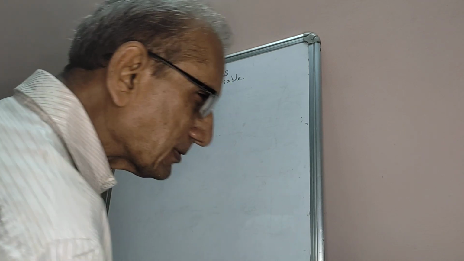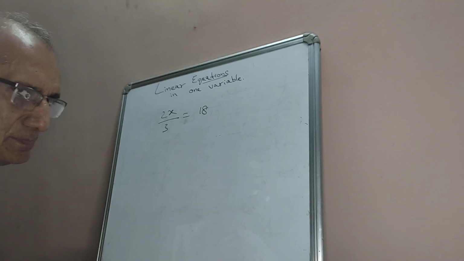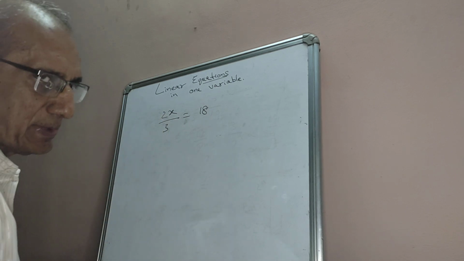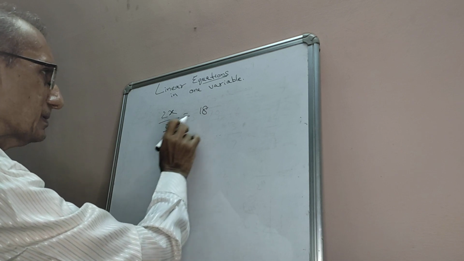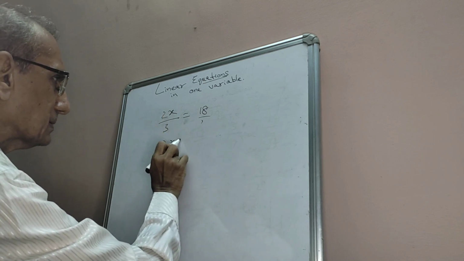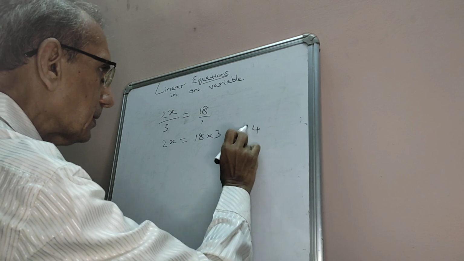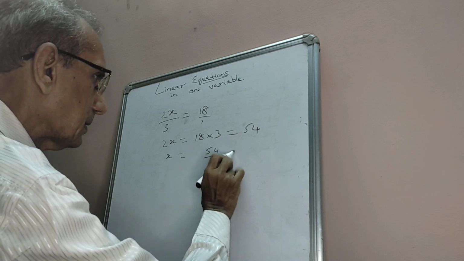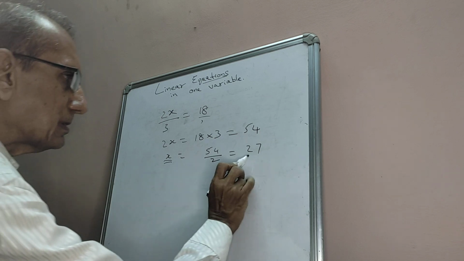Supposing I give you 2x by 3 is equal to 18. How do you solve this? Now this is the variable x here, along with the coefficient 2 by 3. Now 2x by 3, 2 is the coefficient, denominator is 3. What we'll do is 18 by 1. So we'll cross multiply. On cross multiplication, what do we get? 2x is equal to 18 into 3. So that will give you 54. Now x will be equal to 54 by 2. That is what? 27. Right? So the value of x here is equal to 27.